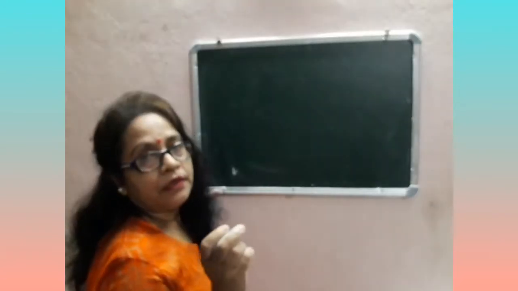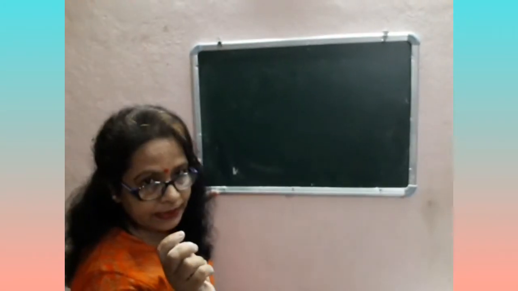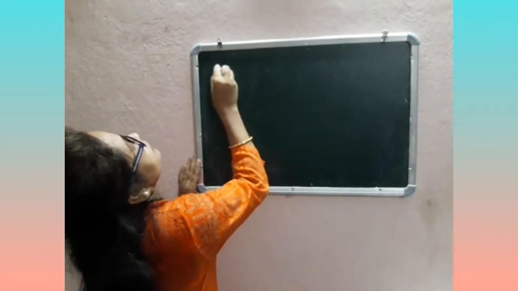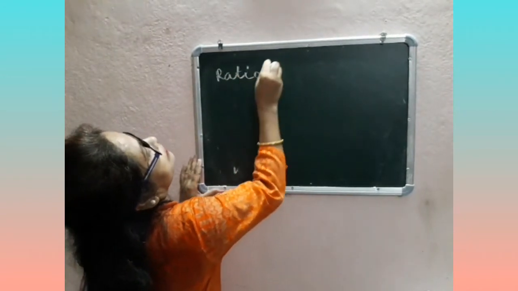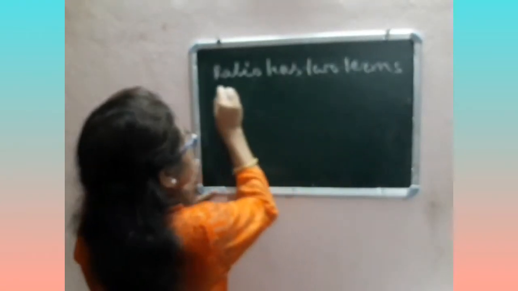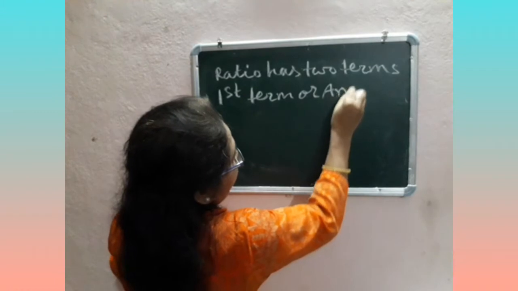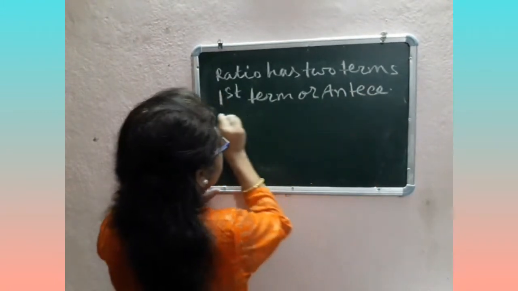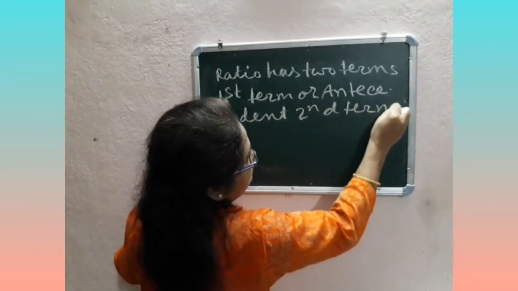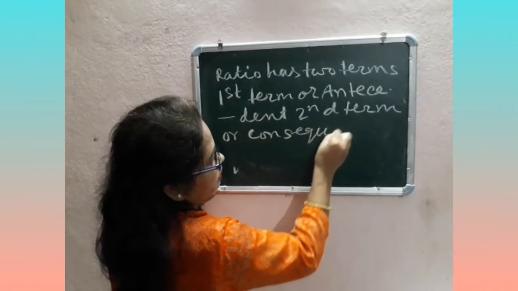A ratio has two terms. First term, that is antecedent, and second term, that is consequent.